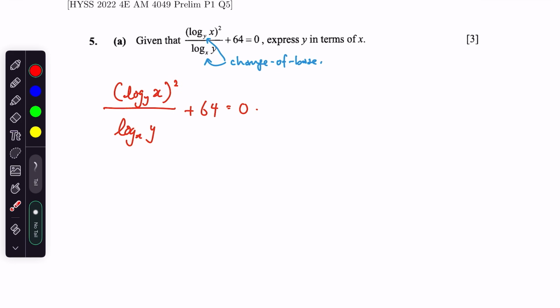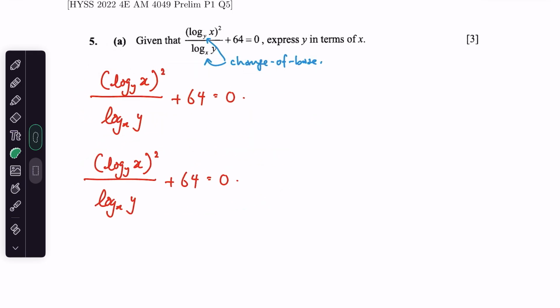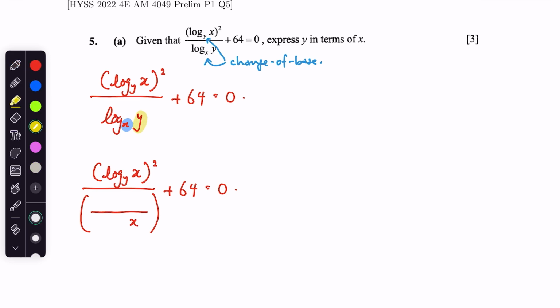So let's copy out this whole thing, and I'm going to just change the base for the denominator. To change a base, I'm gonna write a big fraction here, and I will realize that this x is a little bit lower, so the x goes below. The y is a little bit higher, so the y goes on top. I can now choose any base I want. I want base y.